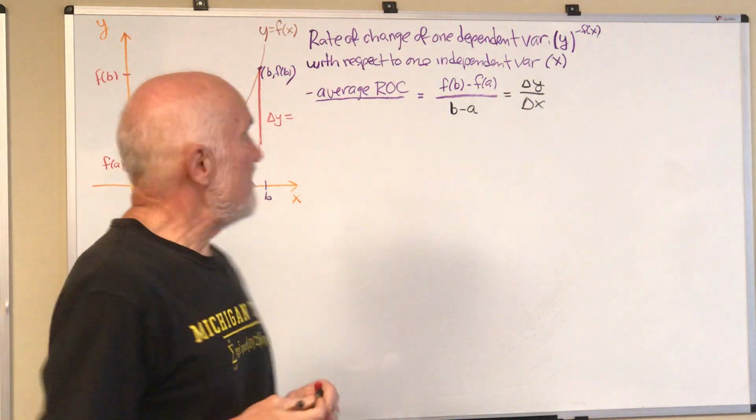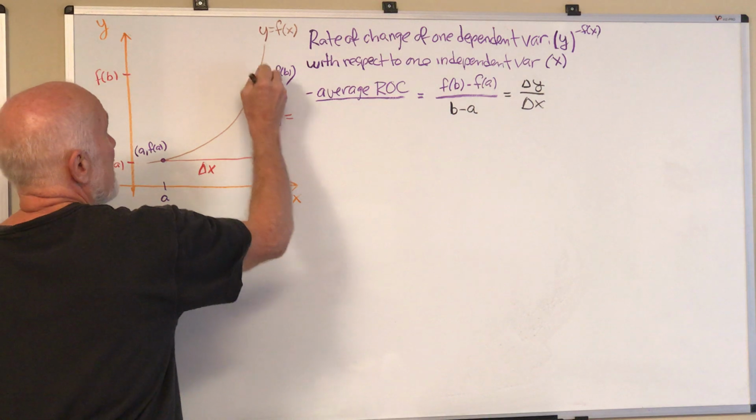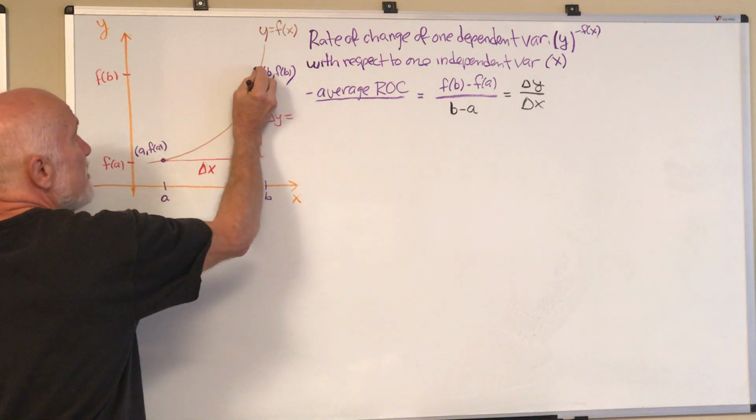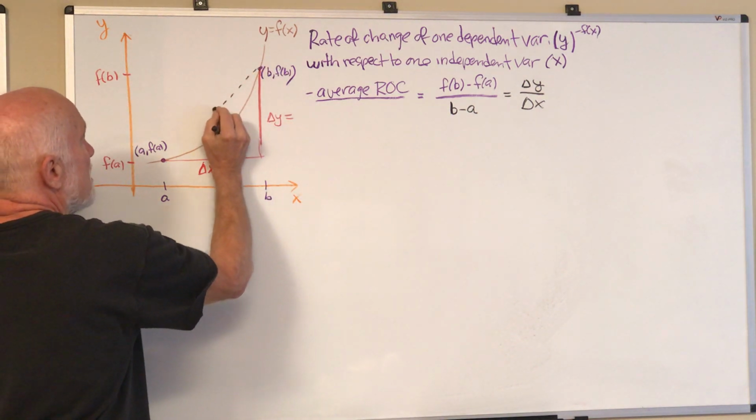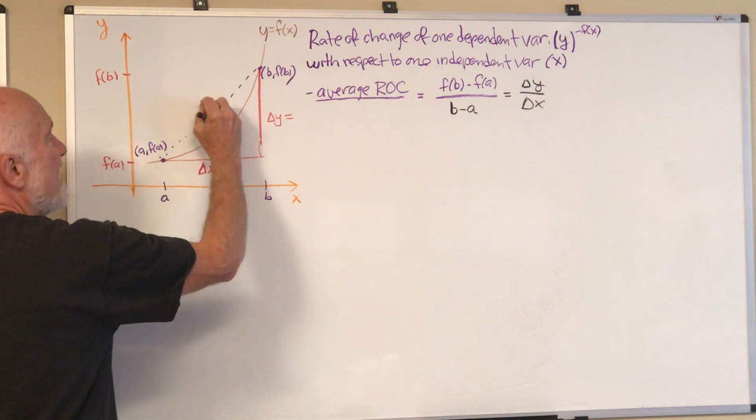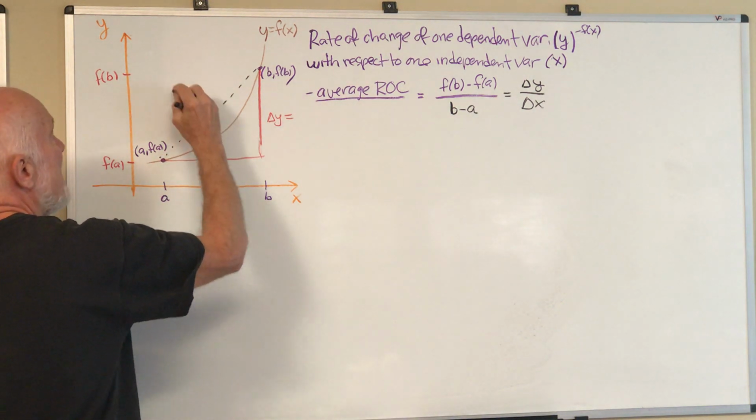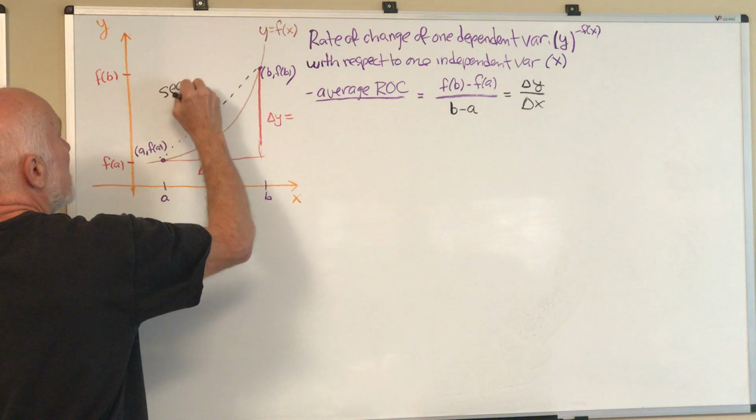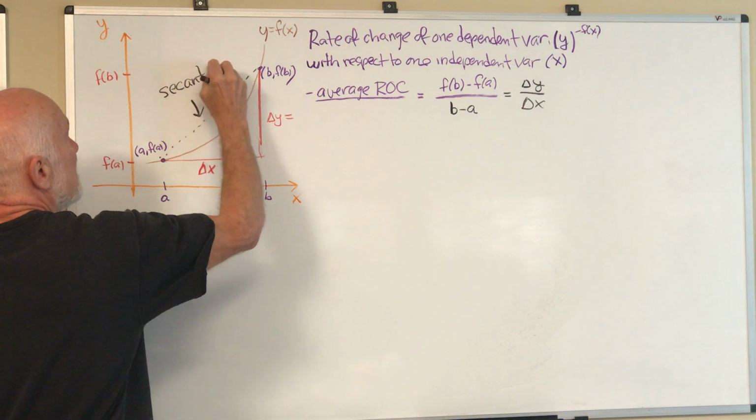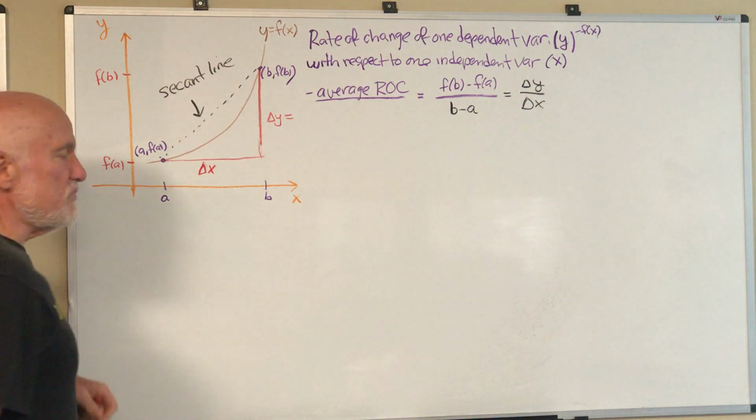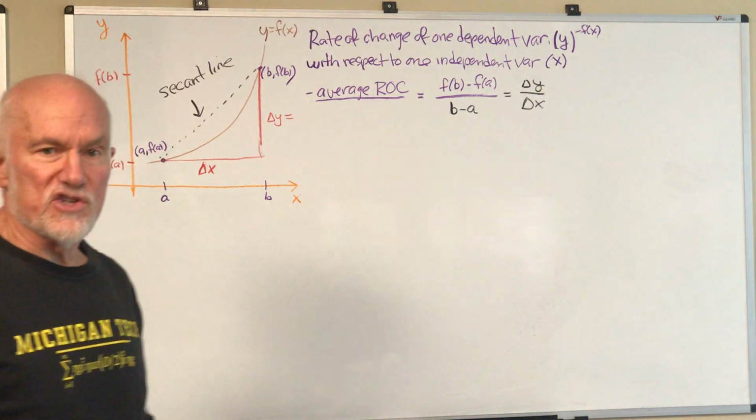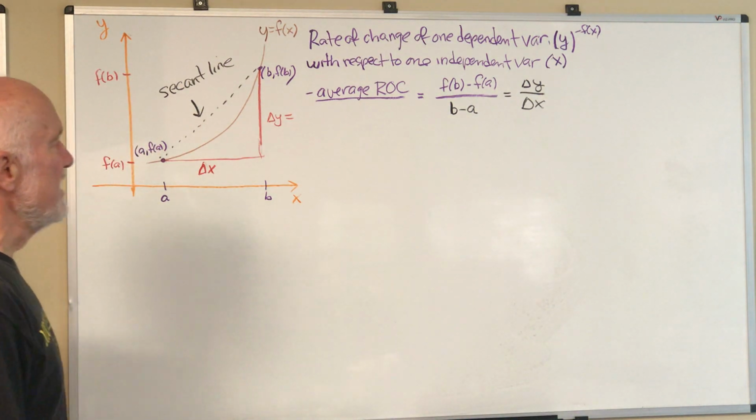And that's also going to be just the rise over the run, or the slope of that line. And that line has actually got a name. It's called the secant line. Don't worry too much about the terminology. Just try to understand the ideas.